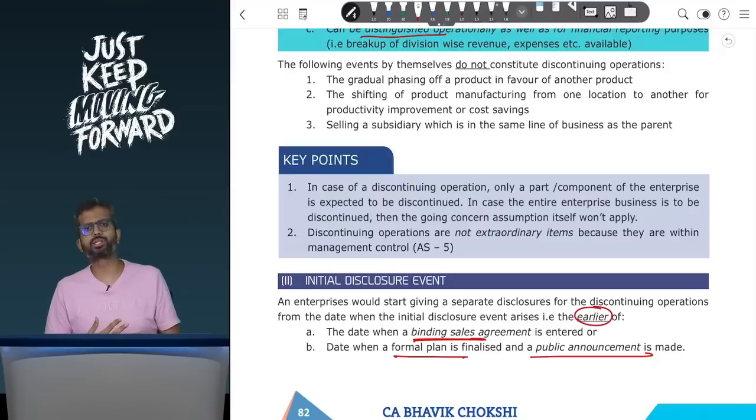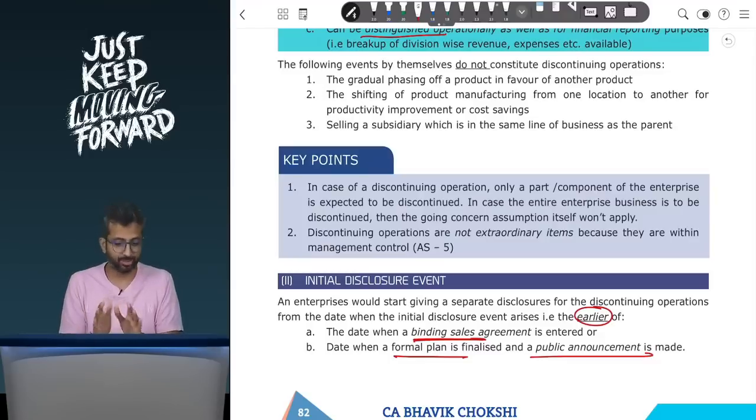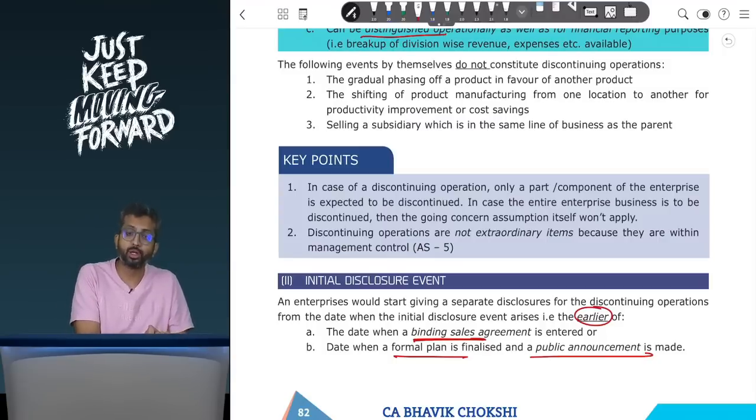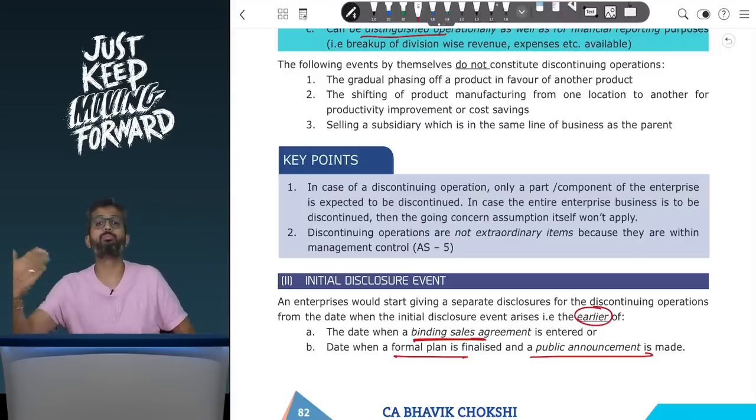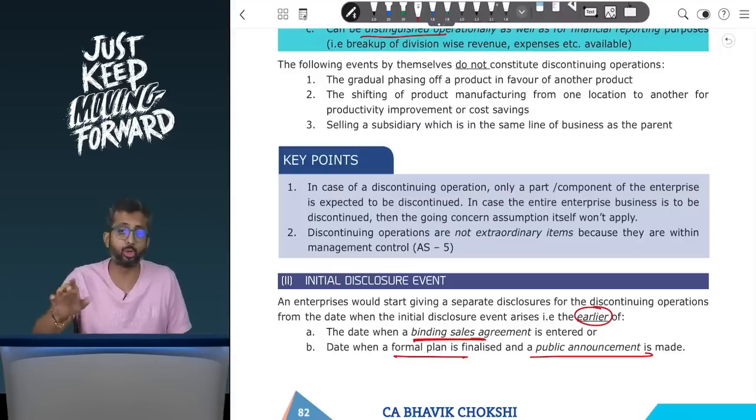So when will it be a discontinued operation? Well, if you intend to discontinue a segment, sometimes what happens is you are not discontinuing, you are just rebalancing. Like for example, you were earlier making a Maruti 800 car. Now you are reducing the Maruti 800 or Maruti Alto and increasing the production of Maruti Swift. Well, that is rebalancing, that is not discontinuing operations. Or you are earlier making a lot of passenger vehicles, you see a lot of demand for commercial vehicles, you reduce the passenger vehicles and make more commercial vehicles, that is not discontinuing operations.